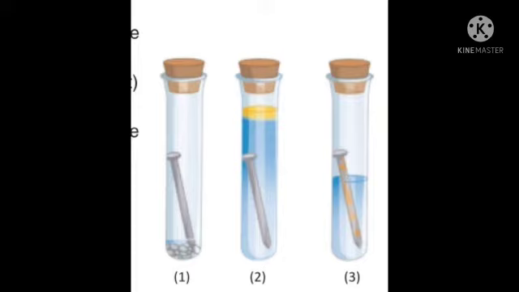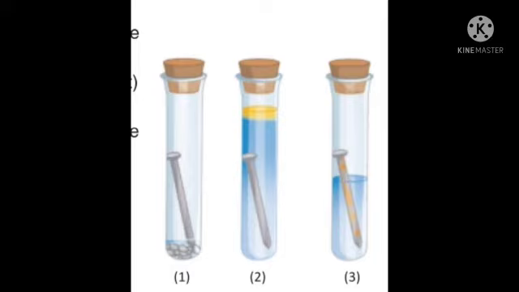In test tube 3, pour a small amount of tap water. Then the fifth step is to plug the mouths of all three test tubes using rubber stoppers. Keep them undisturbed for 3 to 4 days. So what can we observe? The nails in test tubes 1 and 2 have not rusted, while the one in test tube 3 has rusted.